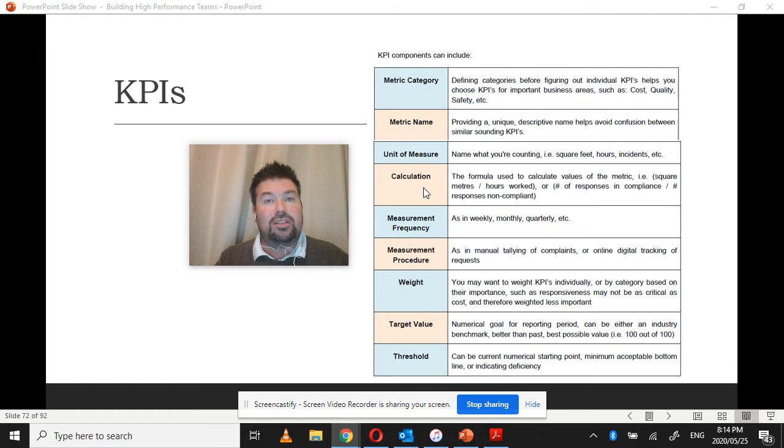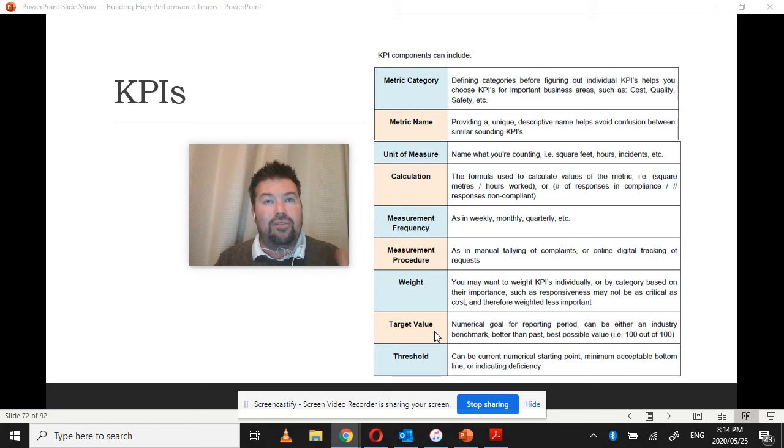We need to make sure that we frequently are measuring. So how often are we measuring? Daily, weekly, monthly. We also have a measurement procedure. So we need to make sure that we measure it in the same way every time. Then there needs to be a weighting. So certain things are more important than other things. So we weight it according to its priority. We weight it according to its importance.